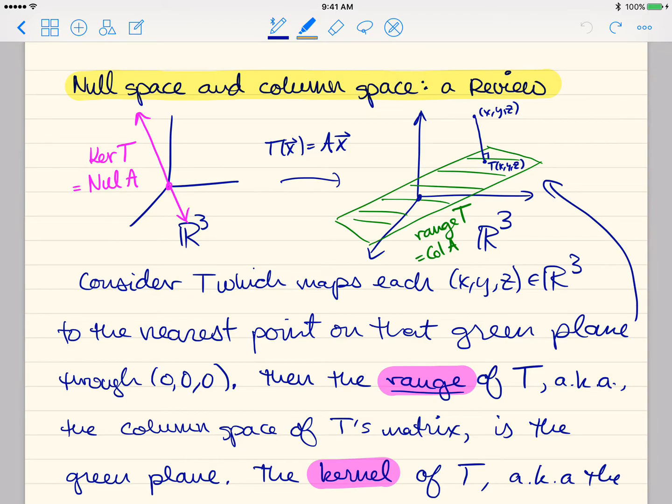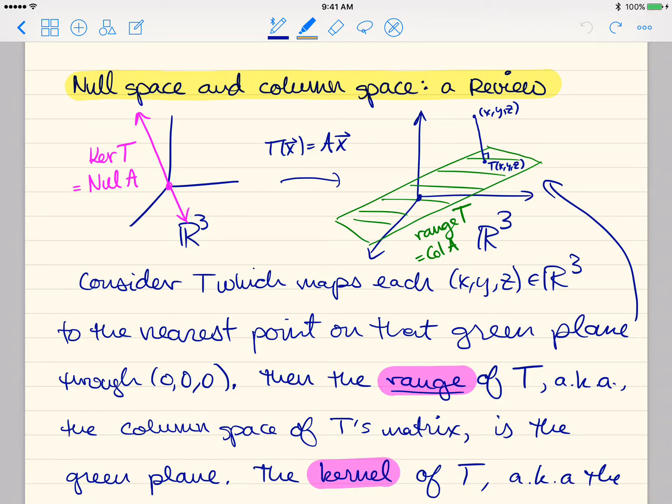Okay, the range of T is the set of all the points or all the vectors in R3 that get mapped to by some vector in R3 by T. And you can tell geometrically by the way we defined T that that's going to be exactly equal to this green plane. So every point on the green plane gets mapped to by at least one point in R3. And that's the column space of the corresponding matrix that represents this transformation. They're the same thing, the range of T and the column space of A, if A is the matrix that represents T.